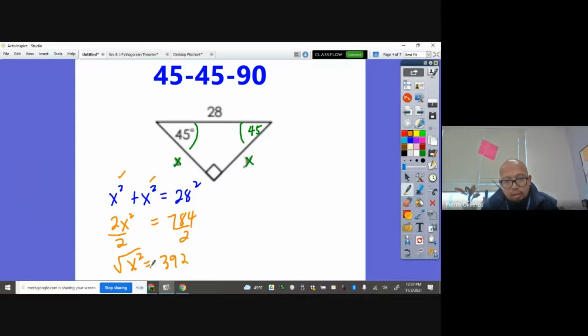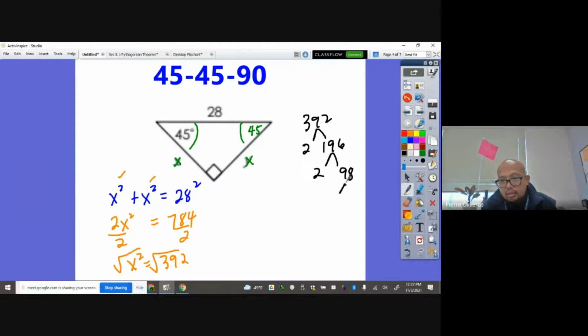Take the square root of that one. Now we have to break it down. How do we break down 392? We know it's an even number, so divide by 2. That is going to be 2 and 196. And 196 is divisible by 2 again, which is 98.